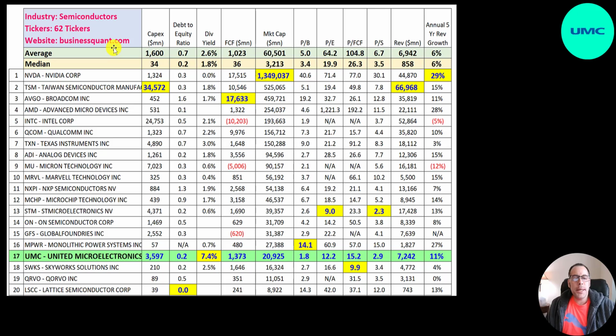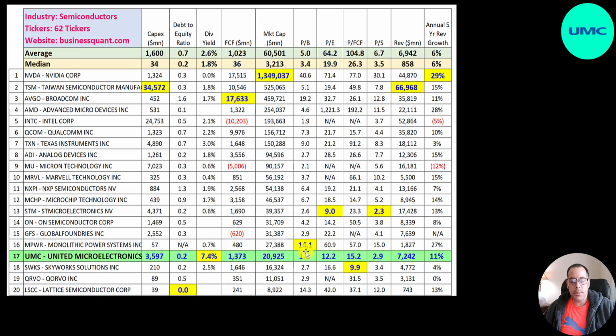There are 62 companies in the same industry as UMC, and if they have a number in red, they're worse than the median. If they have a number in blue, they're better. So they only have blue numbers, so they're better than the median in every category. They spend a lot on CapEx, 3.6 billion, a good debt to equity ratio of 0.2. For every dollar of equity, they only have 20 cents of debt. They pay a massive dividend of 7.4%, the biggest by far on this list. They generate a good amount of free cash flow, 1.4 billion, more than the median average. They rank 17th in market cap.